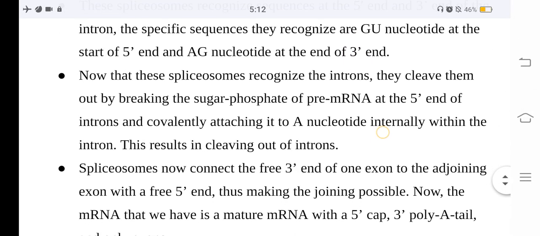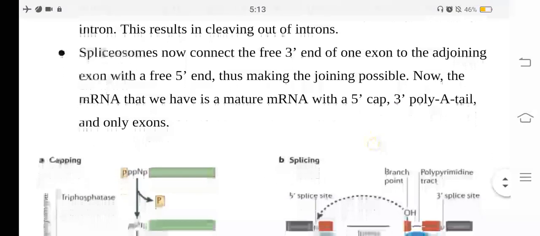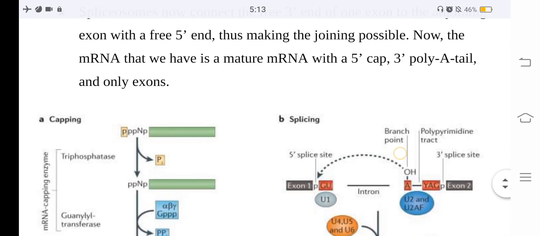Now that the spliceosomes recognize the introns, they cleave them out by breaking the sugar phosphate of pre-mRNA at the 5' end of introns and covalently attaching it to a nucleotide internally within the intron. This results in cleaving out of introns. Spliceosomes now connect the free 3' end of one exon to the adjoining exon with a free 5' end, thus making the joining possible. Now the mRNA that we have is a mature mRNA with a 5' cap, a 3' poly-A tail and only exons.